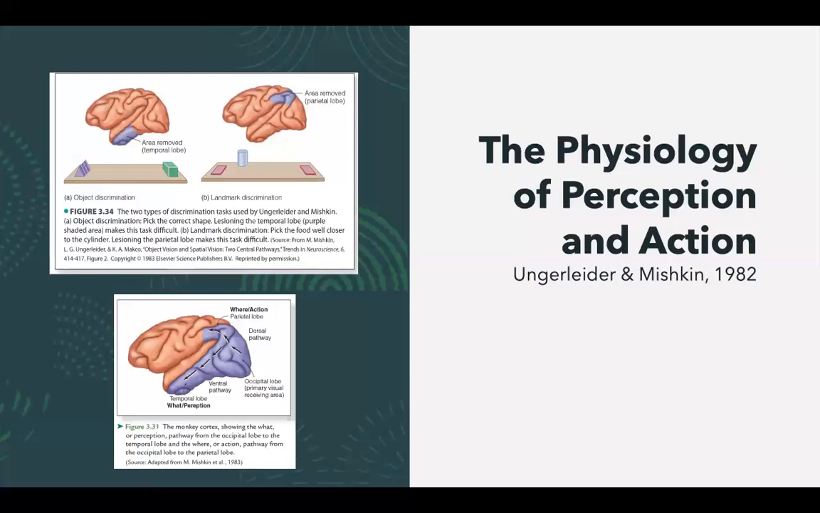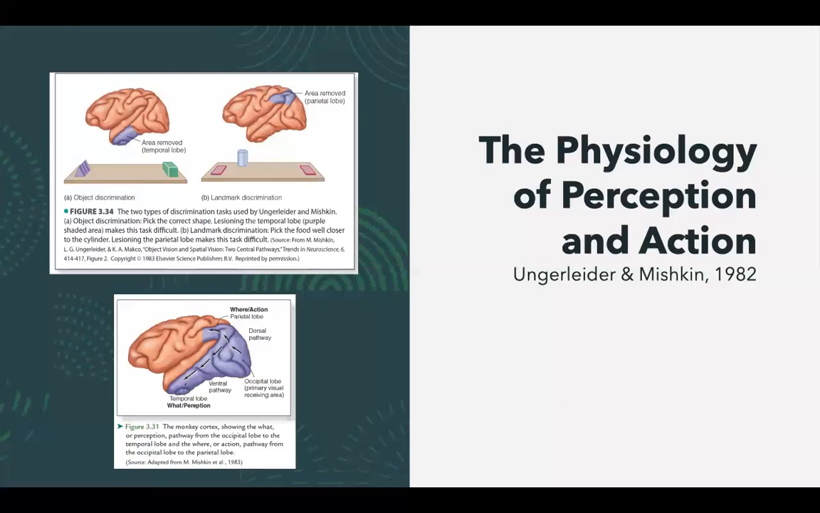And the landmark discrimination problem you can see in this B part. Here the tall cylinder is the landmark, which indicates the food well that contains food. So the monkey received food if it removed the food well cover closer to the tall cylinder. In the ablation part of the experiment, part of the temporal lobe was removed in some monkeys. As you can see, the temporal lobe is in the lower part of the brain here.